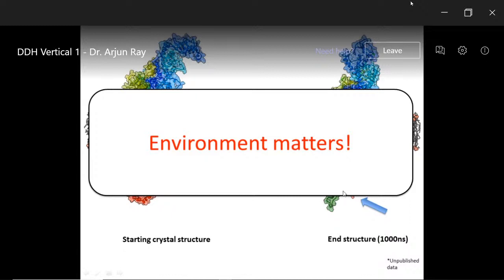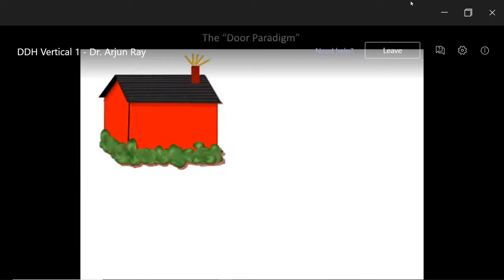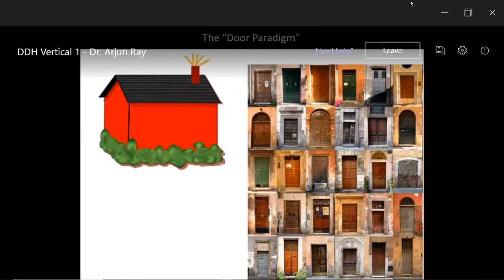Now, next is when I've spoken about the conformational changes in terms of leading towards the binding site. In my courses that I teach, I always start with this door paradigm. The door paradigm is to deal with finding the door and the right door. So we see a house here with basically no doors. Then there could be a case where you have so many doors, you don't know which one is your correct one. And finally, you could actually have a door, but it's not accessible properly.